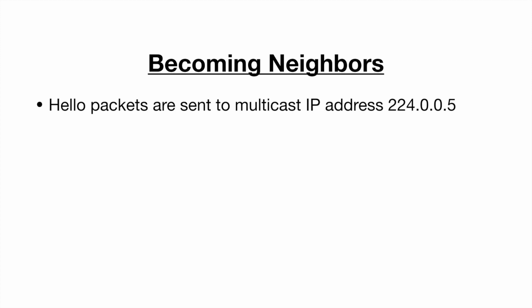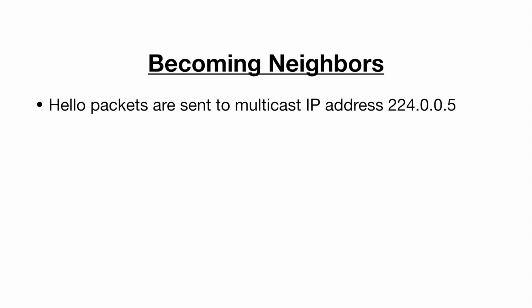So becoming neighbors. For two routers to be neighbors, the first thing that needs to happen is hello packets need to be exchanged. And these hello packets are sent to a special multicast IP address, which is reserved for OSPF. The IP address is 224.0.0.5. So that's step number one. Think of this as moving into a new neighborhood or new house, and you see your neighbors for the first time on a bright sunny day, and you go, hello, my name is this. Exact same concept. The routers work the same way.